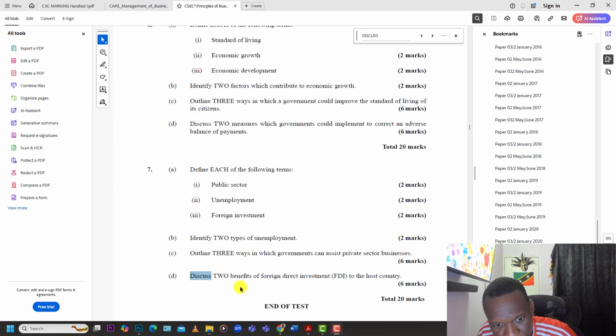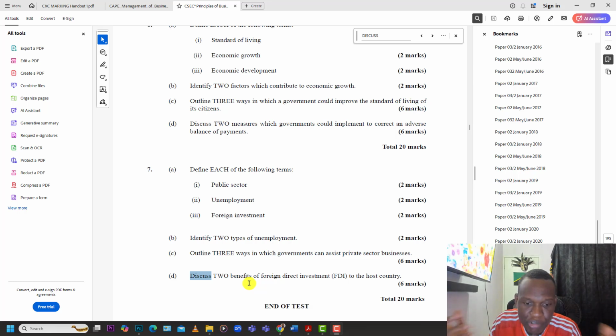Look at this question here: discuss 2 benefits of foreign direct investment to the host country. So you have to identify the benefit. Let's say we're looking at jobs, employment. And then you have to proceed to say, okay, when the companies invest in the host country, they're able to hire locals to do the jobs that they would have developed, and so they can help to reduce unemployment within that country. It's as simple as that.